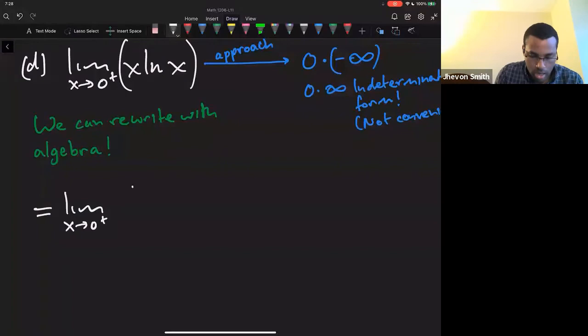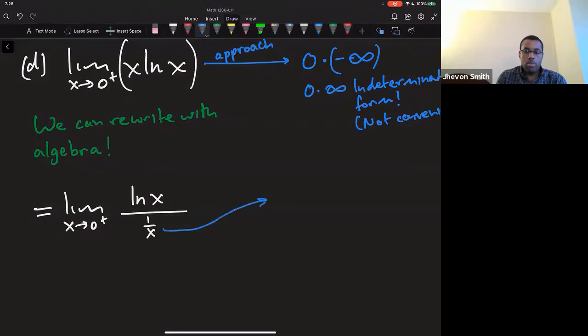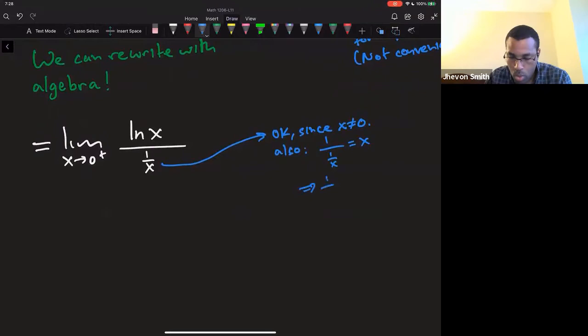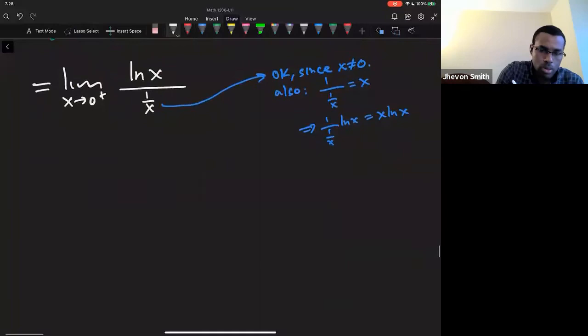I can divide by 1 over x because x is not zero. So first of all, since x is not equal to zero, that means x times ln x equals ln x divided by 1 over x. So I can actually rewrite this limit.